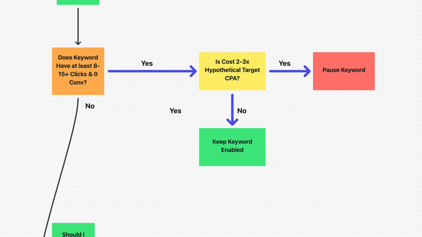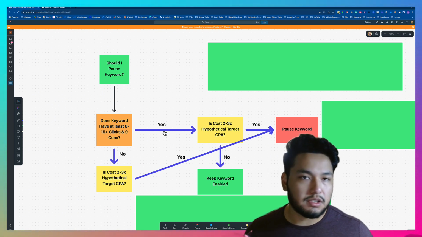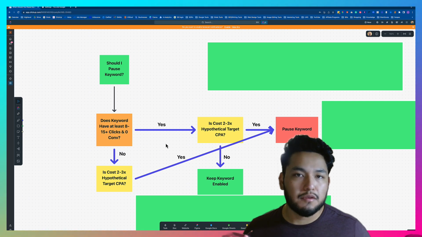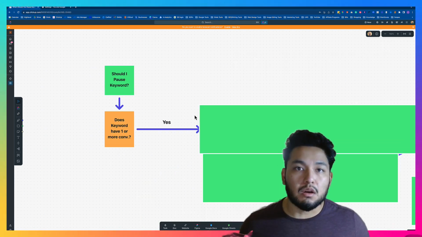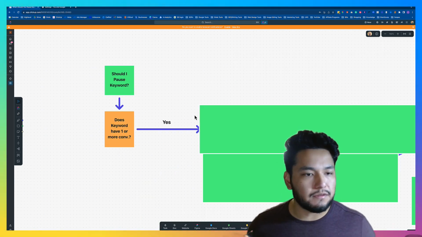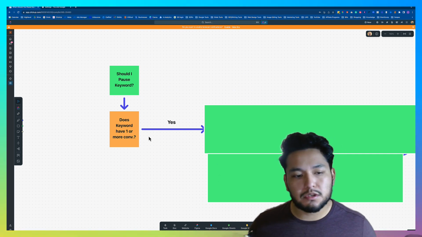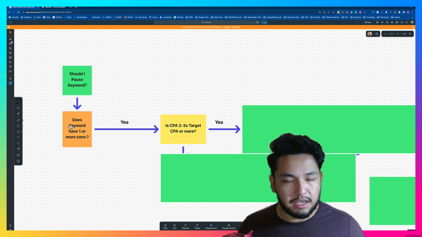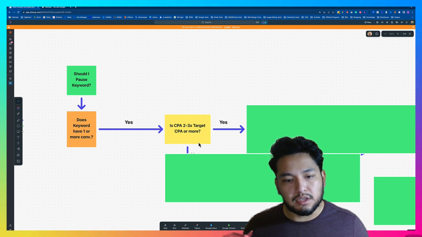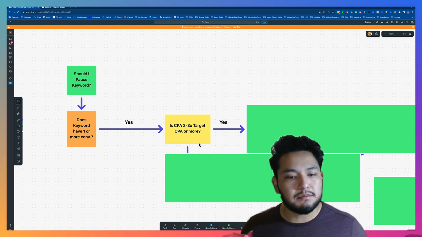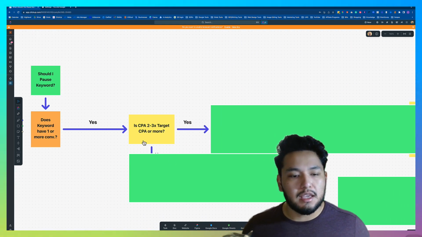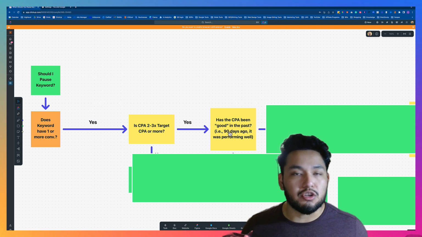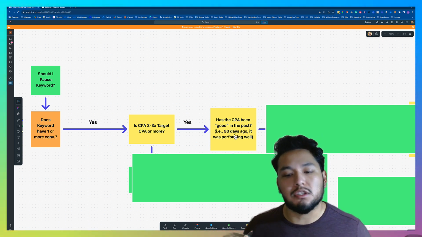Hi, Christian. So that's the first flowchart. Let's go ahead and talk about the second flowchart, the second set of questions we ask ourselves for pausing a keyword. All right, so the second set of questions is the following. So for this second flowchart, the first question is, does the keyword have 1 or more conversions? So if a keyword has led to a conversion, well, is the CPA 2 to 3 times the target CPA, right? If that's the case, then we'll ask ourselves, has the CPA been good in the past? So has it been good in the past 90 days?